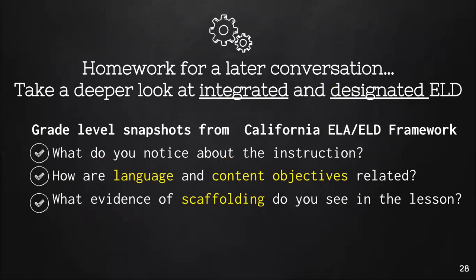But questions for you to consider. So if you're a third grade teacher, take a look at a third grade snapshot or vignette and think about, what do you notice about the instruction? And try to look at an integrated and a designated example so that you can see the difference in the language and content objectives and how they're related. And consider what evidence of scaffolding you see in those lessons. So since we're not sitting together today, I'll say there's some work for later on.